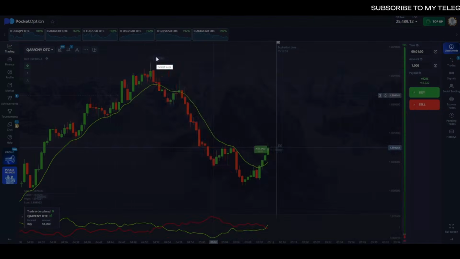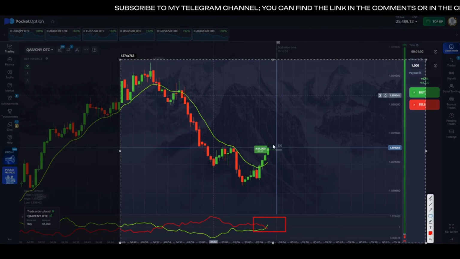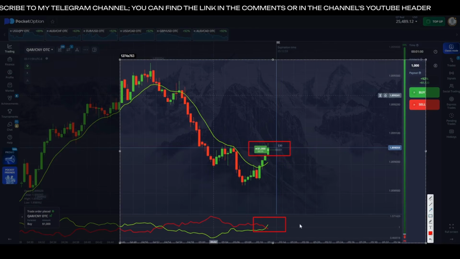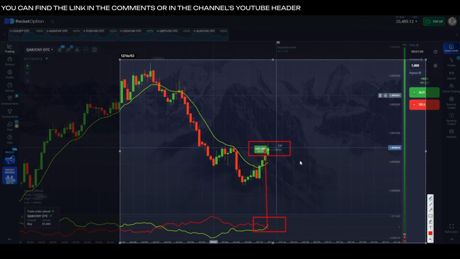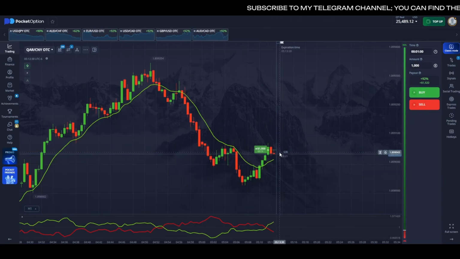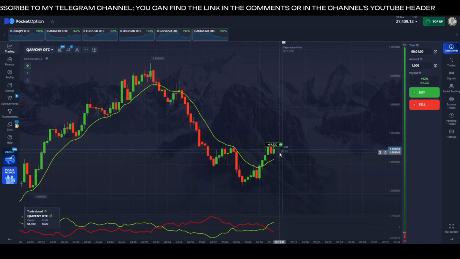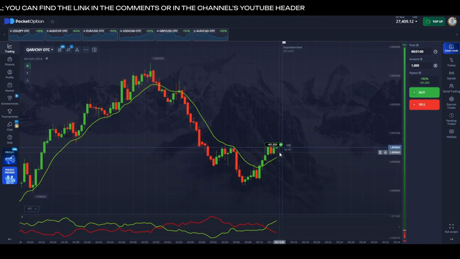Here, I'm going to open my buy trade because we had a crossover of the lines. The green line is now above the red one. The price is above the moving average. So we've got two signals to open the trade, to buy. And this particular trade actually earns me a profit.